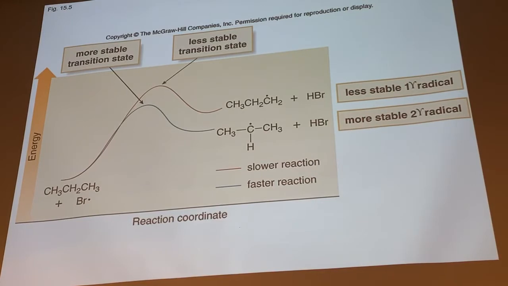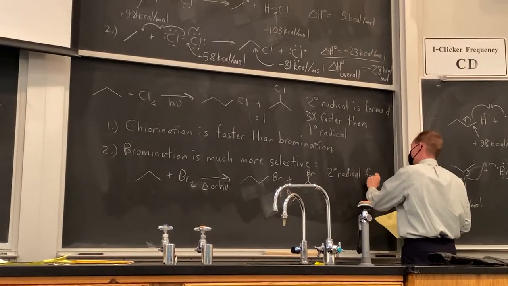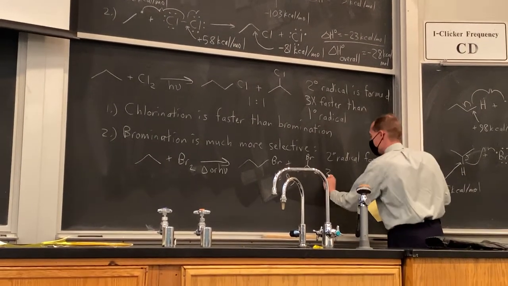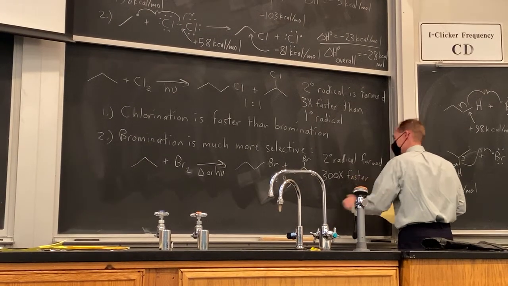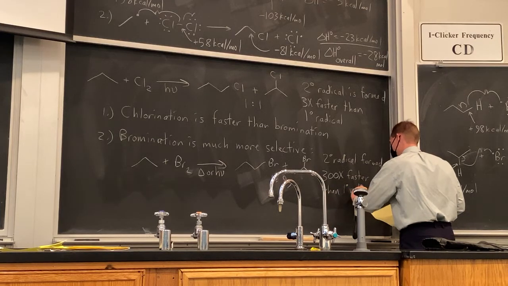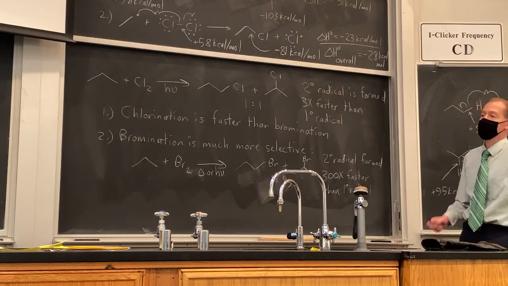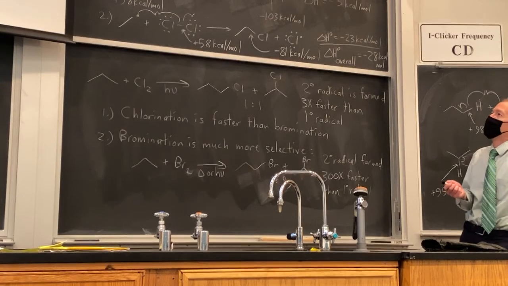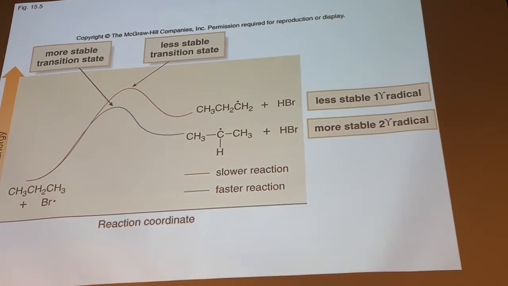Let me just go ahead and write that on the board here. Secondary radical formed 300 times faster than primary radical. So that much bigger difference in reaction rates is reflective of a much bigger difference in energies of the transition states of those two different first propagation steps.